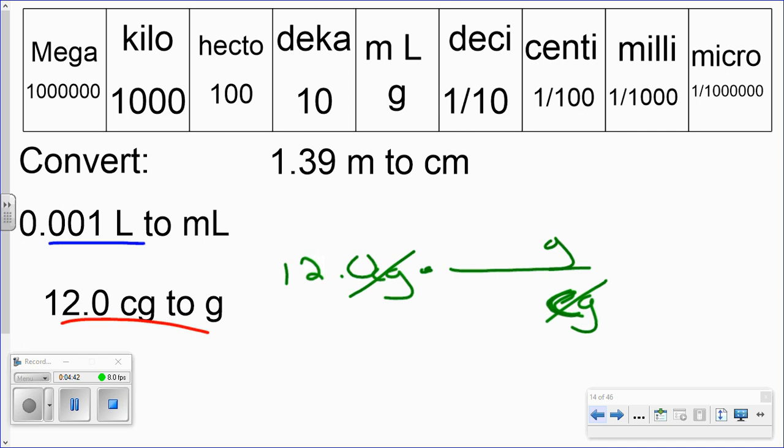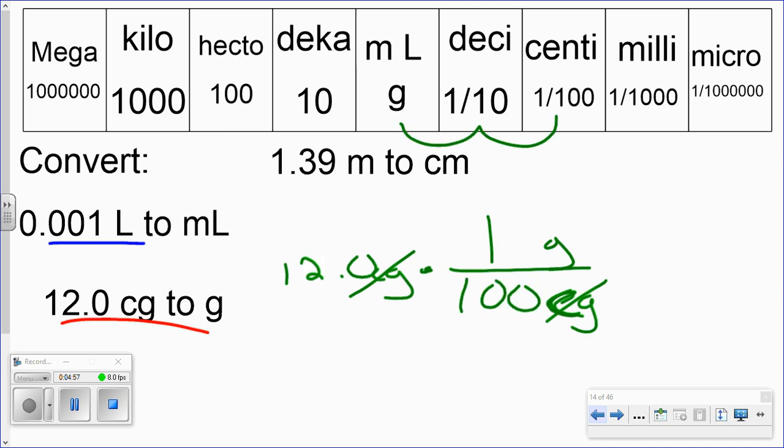Which is bigger, a gram or a centigram? Well, grams are bigger than centigrams. So put a 1 next to the bigger of the two prefixes. And how many little centigrams fit into a gram? Again, that's a factor of 100.